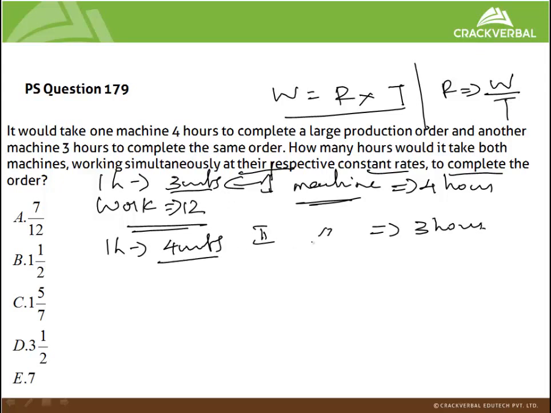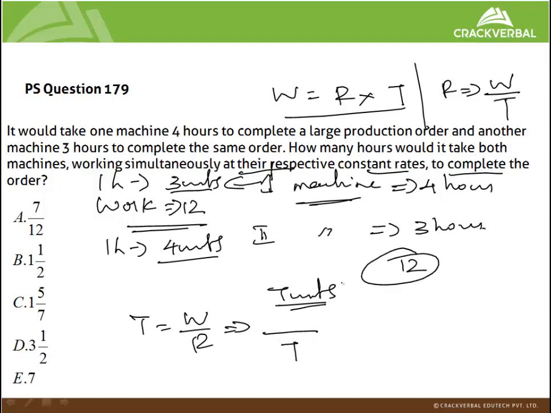If both are working together, they will do 7 units together, but the job which needs to be completed is 12. So time taken would be, time is nothing but work divided by rate of work. They can complete 7 units every hour, so 7 would be the denominator, and the work we have assumed is 12. So 12 by 7 should be the answer.